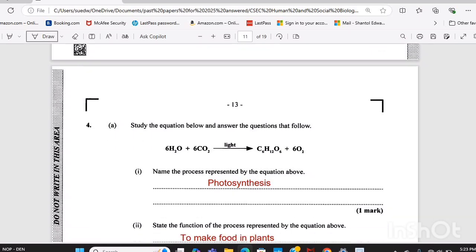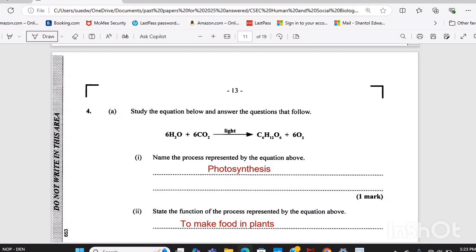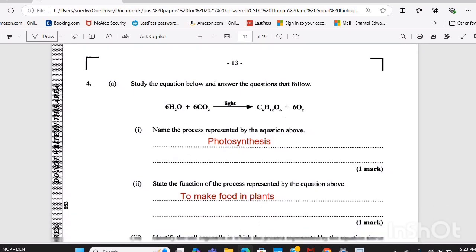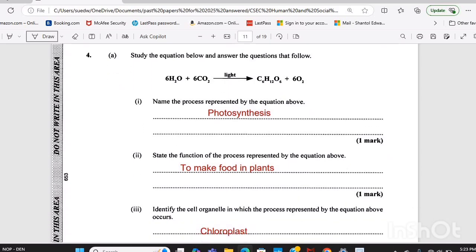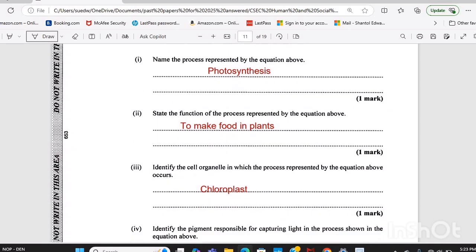Now state the function of the process in the equation above. It's to make food in plants. All right, that's another mark. It says identify the cell organelle in which the process represented by the equation above occurs. Do you remember where photosynthesis occurs in the plant? Or in the cell, I should say. Do you remember? If you said the chloroplast, you are correct. So that would be a mark for you in your exam.